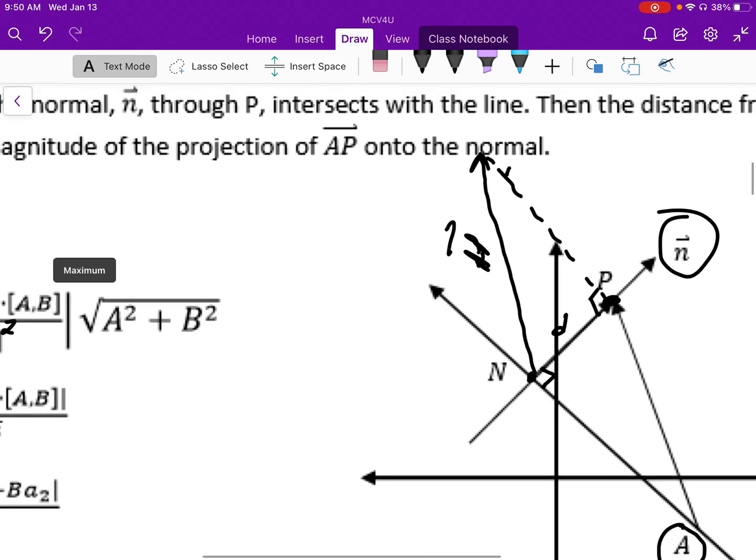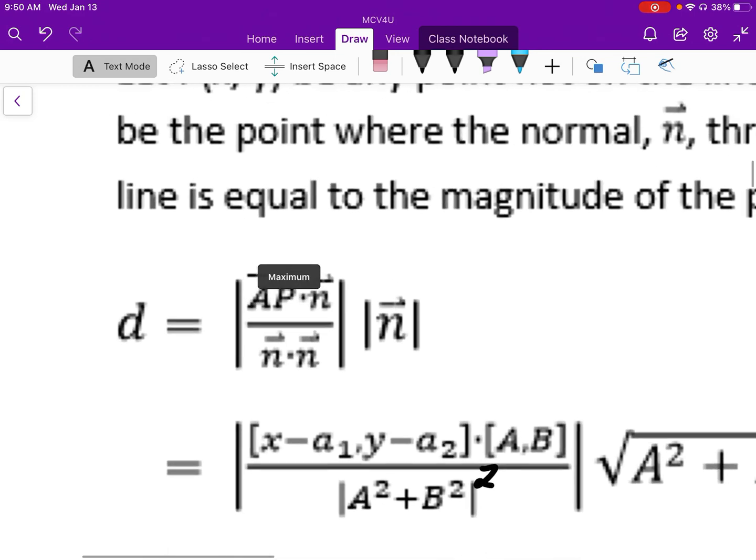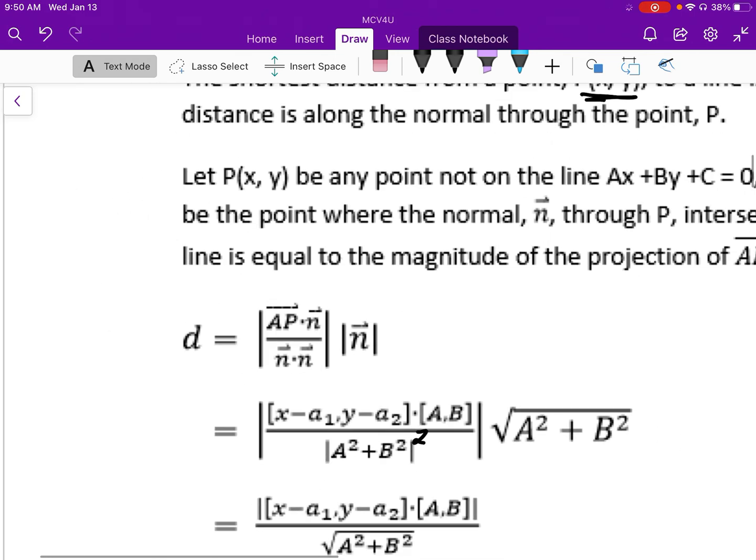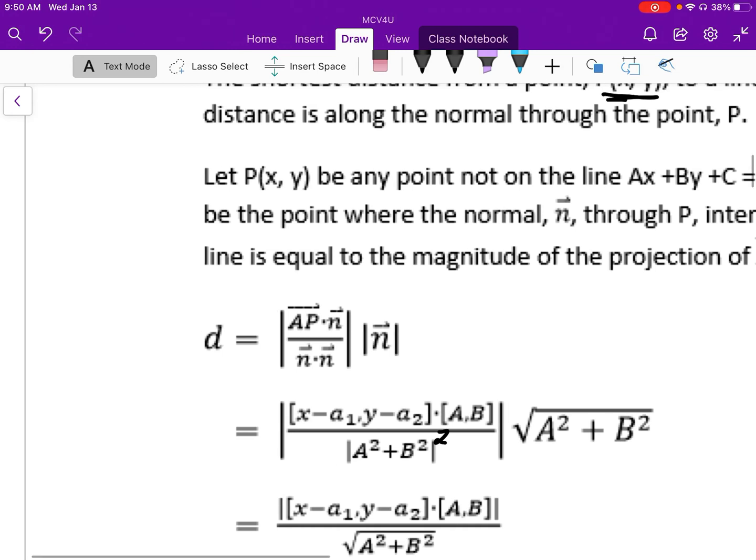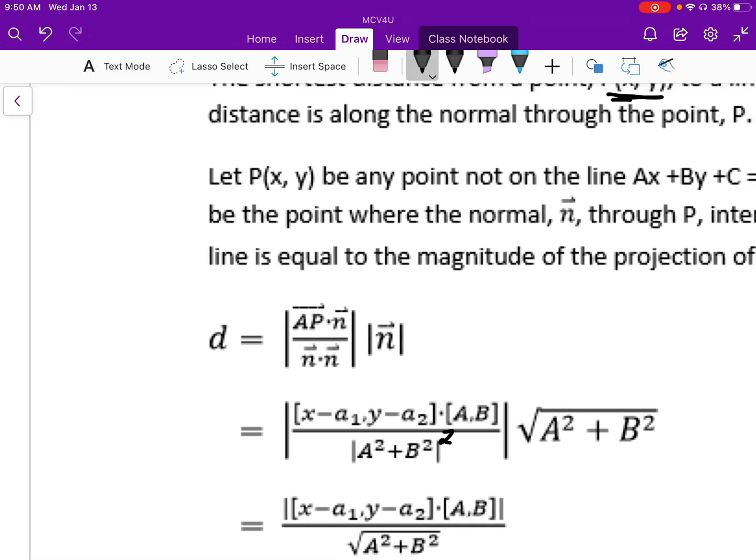So basically we're looking for the scalar projection. We're going to see how we develop it. We start off with the magnitude of the vector projection itself, which is what we're looking for here, between AP and the normal N. Substitute the values in.